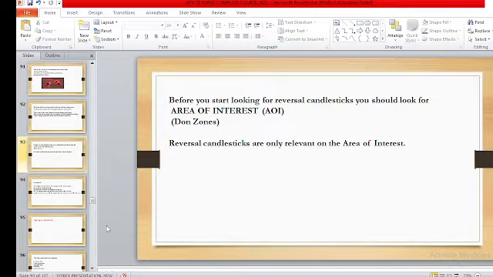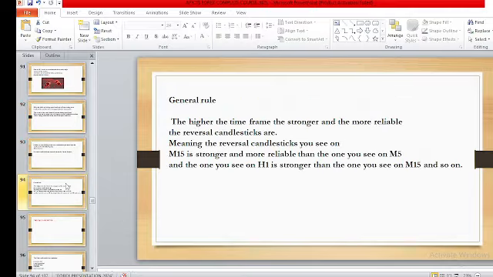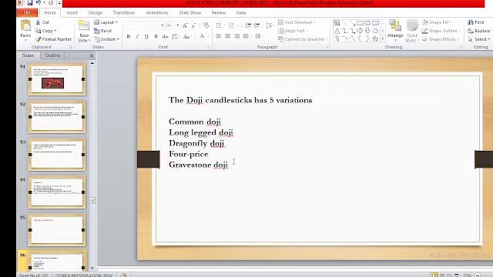Okay, so now let's go deeper. So we said the higher the time frame, the more reliable the reversal candles are, and so on. But my point is not to revisit all that I've taught you before. I just want to put emphasis on an area where you are missing a very important point.